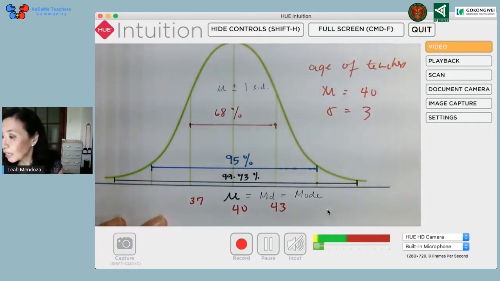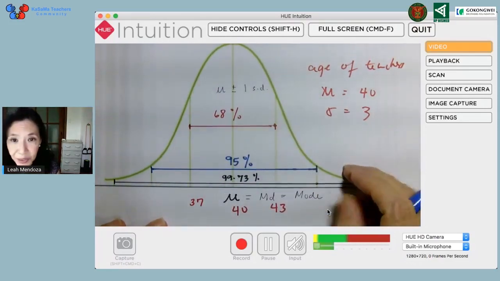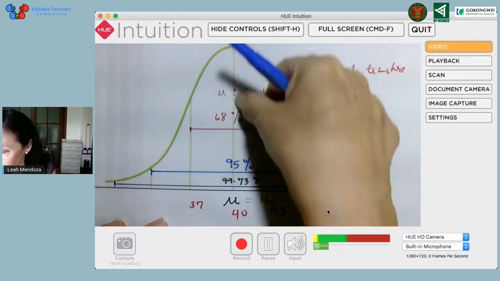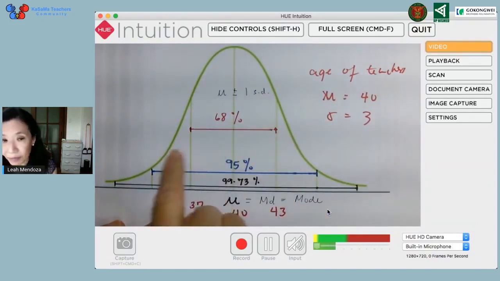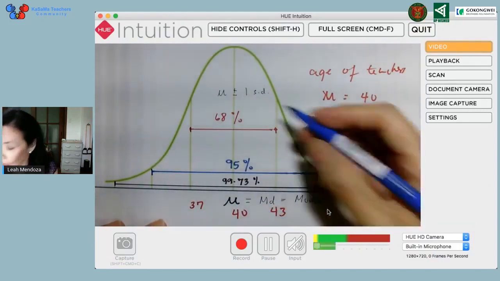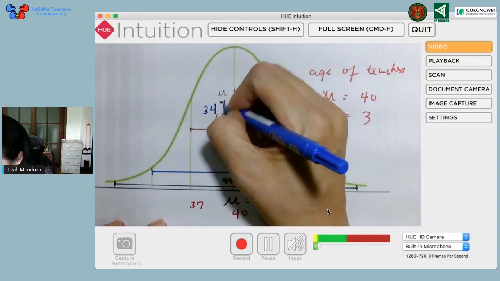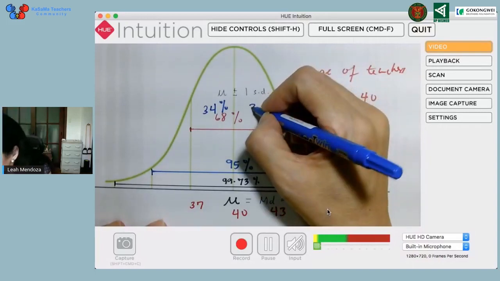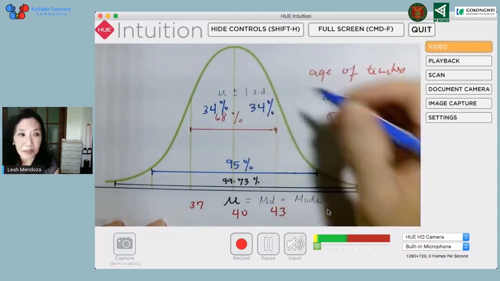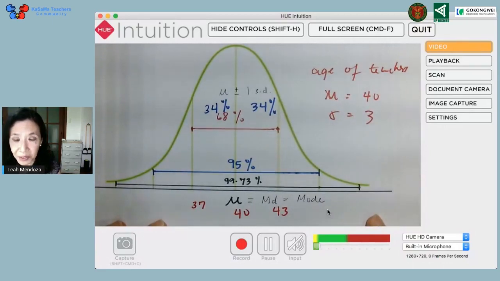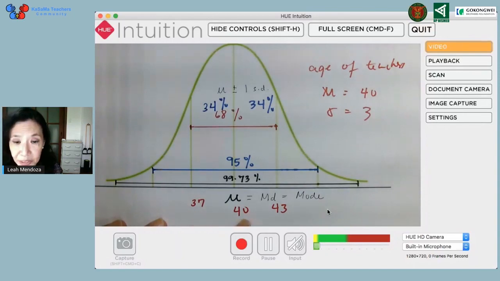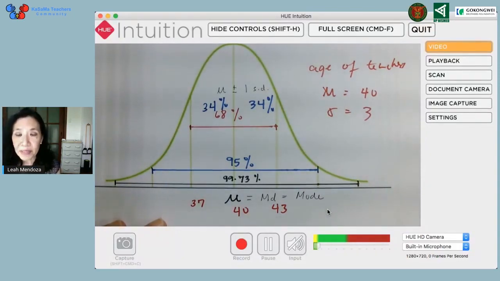But not only that, because this is a symmetrical curve where, if you split the curve across the mean, the left side is a mirror image of the right side. You can also say this has probability 34% or area of 34%, and this has area of 34% as well. You can say that as well. Okay, so how many of the teachers have ages between 37 and 40? Approximately 34%.